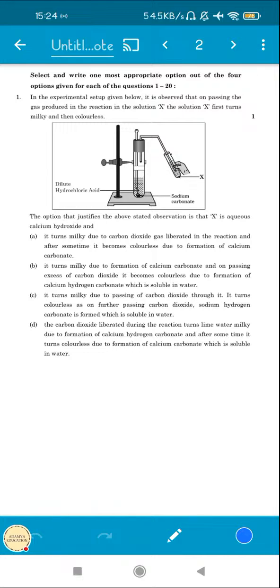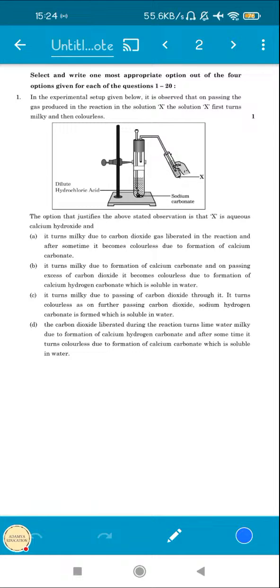So, let's see. The first question is, in the experimental setup given below, it is observed that on passing the gas produced in the reaction into the solution X, it first turns milky and then colorless. Just by reading the statement, we can clearly understand that the gas which has been passed is definitely carbon dioxide, because carbon dioxide turns lime water milky, and the solution X is lime water. This is something clearly available to us.